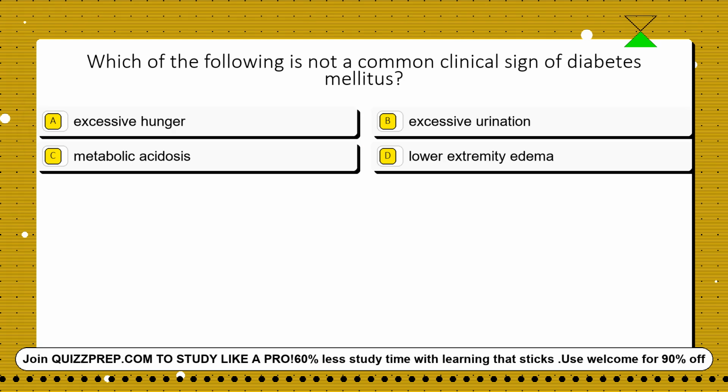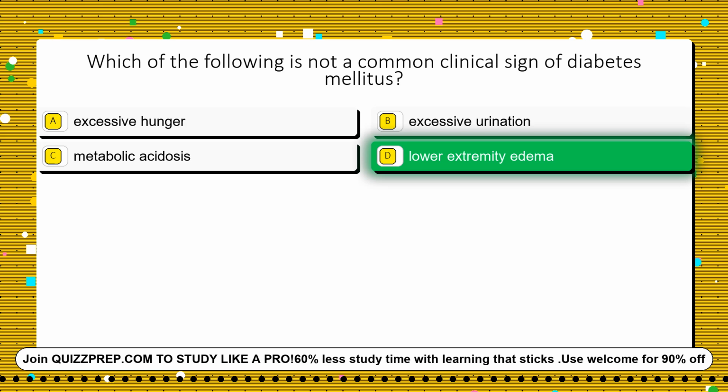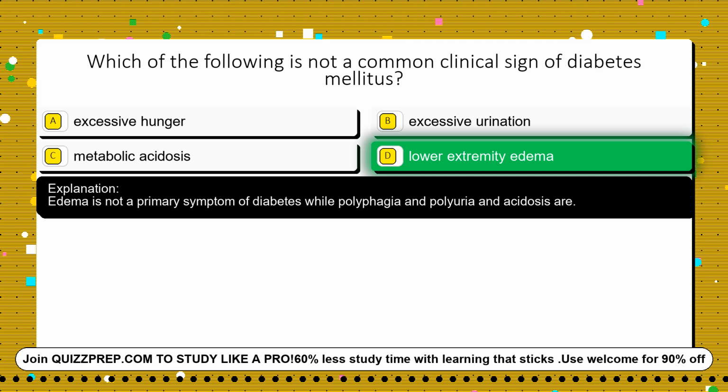Question 101. Which of the following is not a common clinical sign of diabetes mellitus? Option A, excessive hunger. Option B, excessive urination. Option C, metabolic acidosis. Option D, lower extremity edema. The correct answer is option D, lower extremity edema. Edema is not a primary symptom of diabetes, while polyphagia and polyuria and acidosis are.